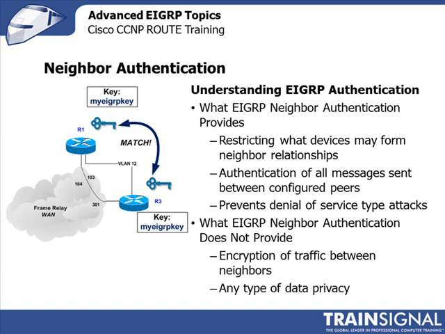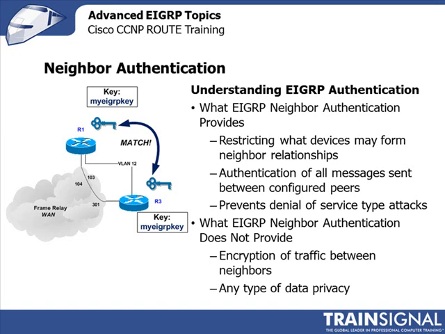So let's just understand what this particular feature does. It restricts what devices may form neighbor relationships. If the string or key does not match, the neighbor relationship will not be established. There's also an authentication of all messages sent between the configured keys, whether they're hello messages or update messages. All those messages have to have the required key to be accepted. And it ultimately prevents denial of service types of attacks. That's what authentication can provide.